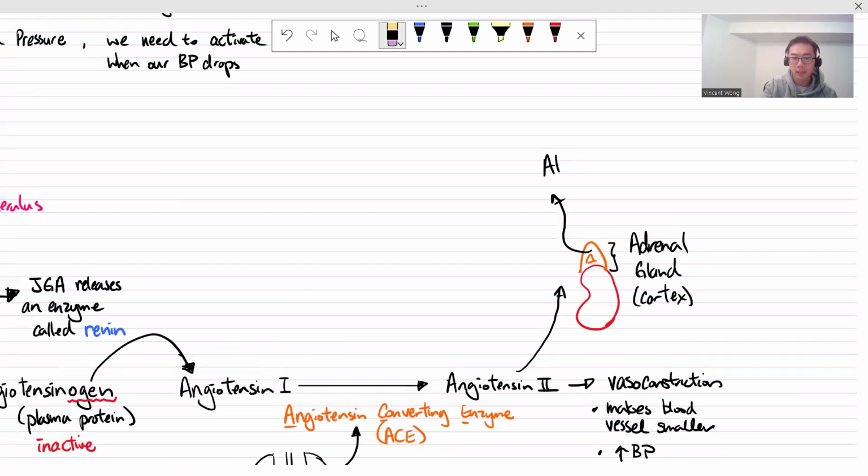aldosterone. Aldosterone. Okay, so the RAAS system is the renin, angiotensin, aldosterone system. It's going to trigger the release of aldosterone. Aldo like the shoe, sterone like progesterone, testosterone. It's a steroid hormone. So this is a steroid hormone.